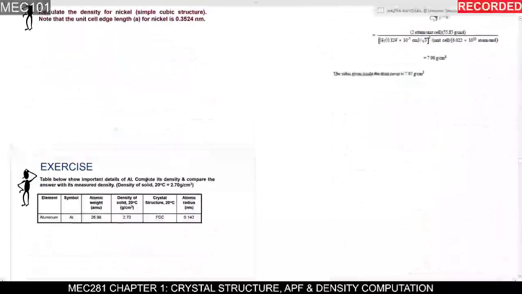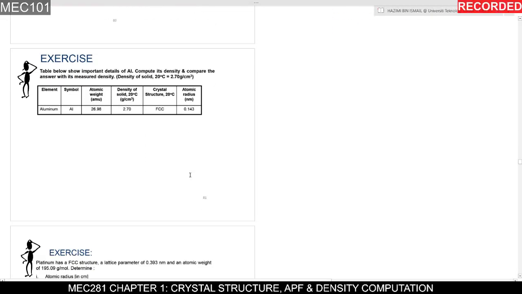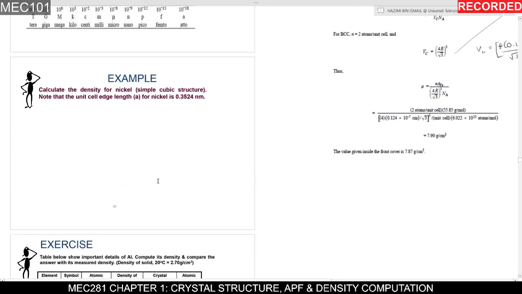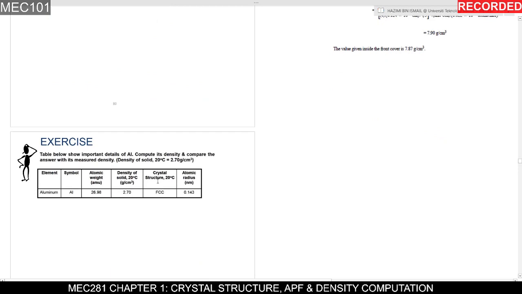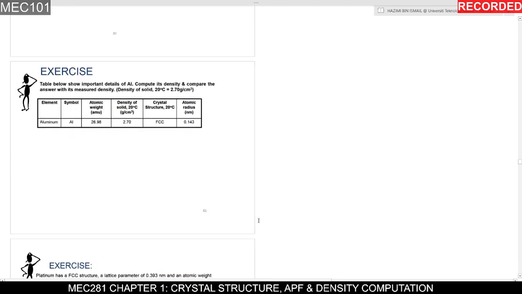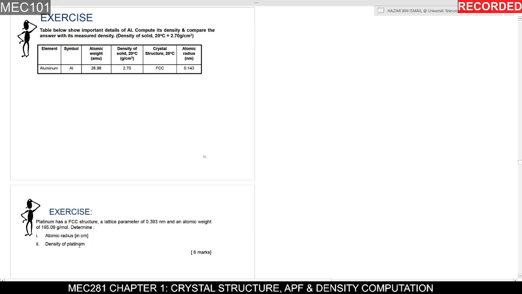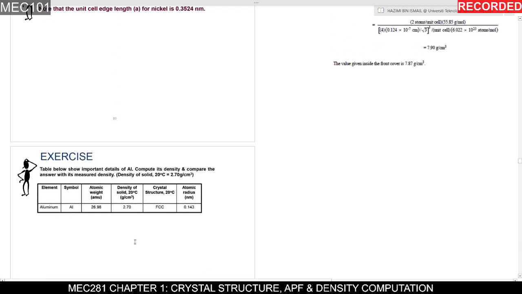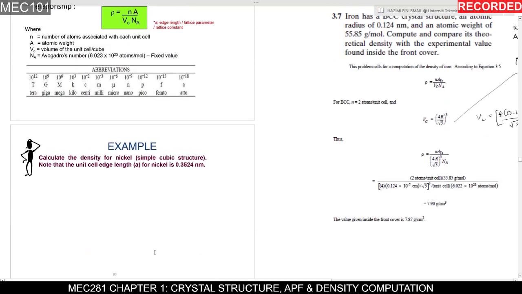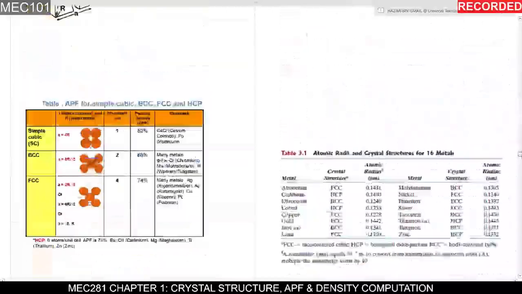Okay, so let's try the other exercise. Let me know if you have problems. You can check the value on the internet. If it is a similar value, then it seems correct. I think that's all for this subtopic, crystal structure.